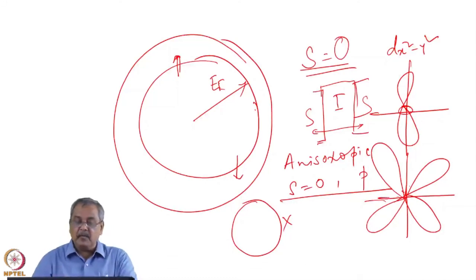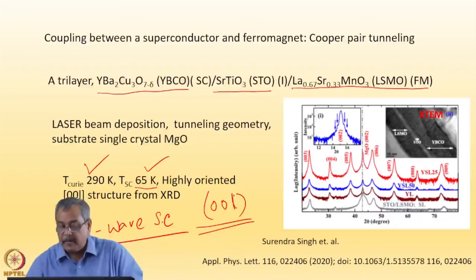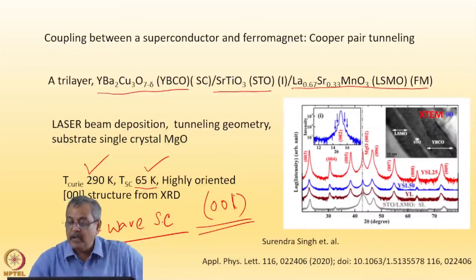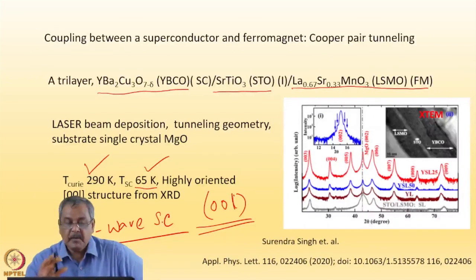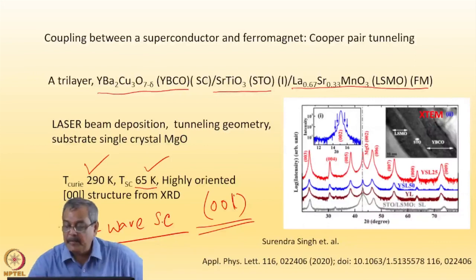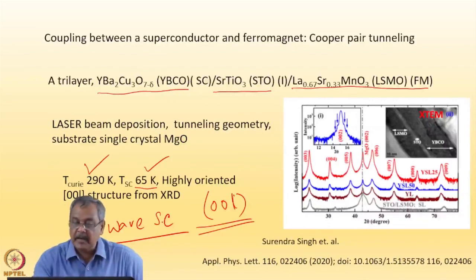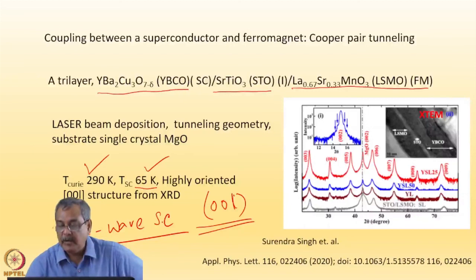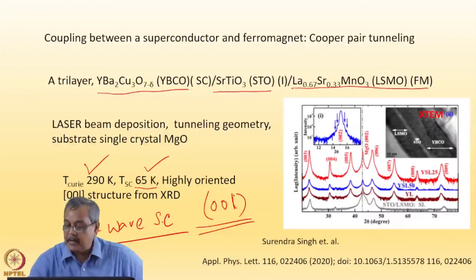Now let me get into the experiment of polarized neutron reflectometry. So it's a highly oriented yttrium barium copper oxide, SrTiO3, LSMO film in which we have created a tunneling junction, and we want to see how the magnetization is affected by the superconducting transition temperature.